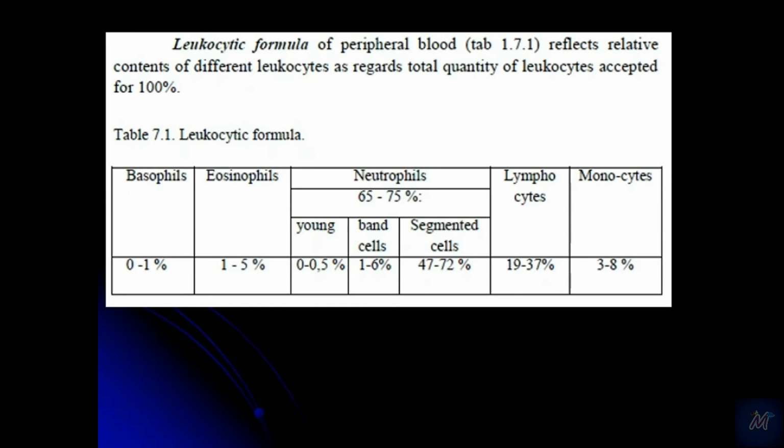So basophils 0 till 1%, eosinophils 1 till 5%, neutrophils 65 till 75%. Don't forget about the classification of the neutrophils, depending on the step of maturation. Lymphocytes 19 till 37%, and monocytes 3 till 8 or 10%. It's a leukocytic formula. And let's go to platelets.